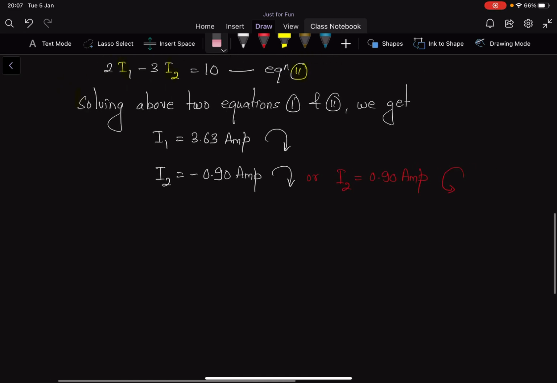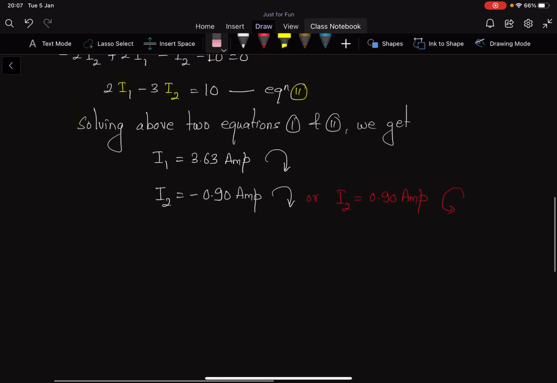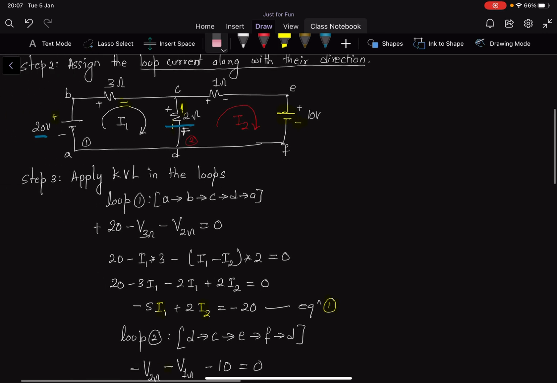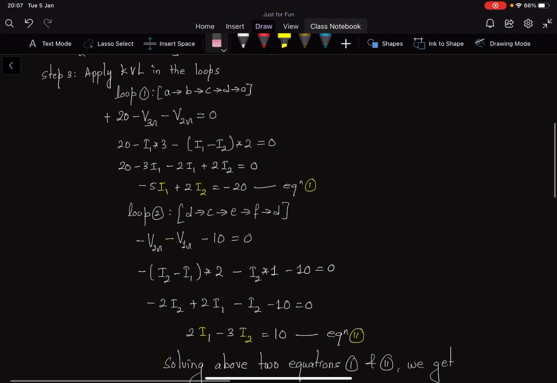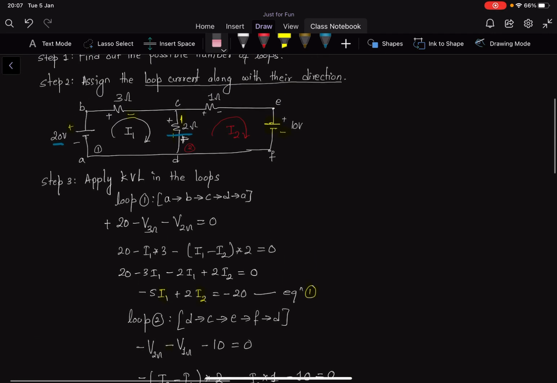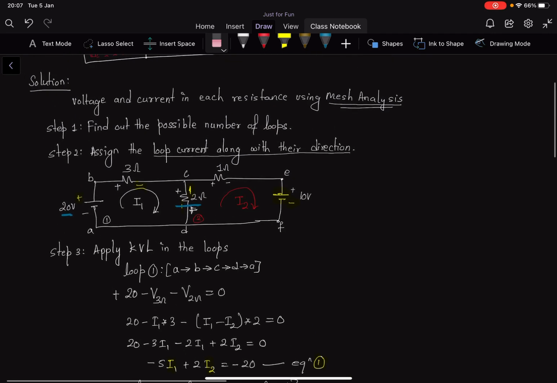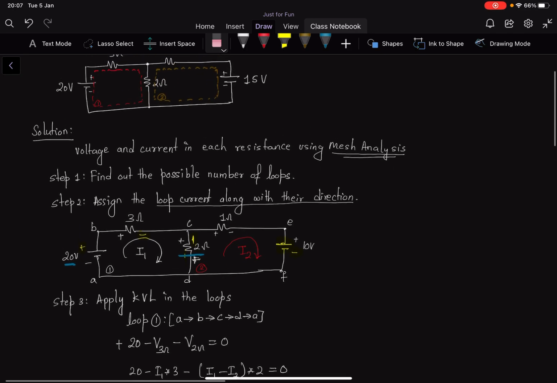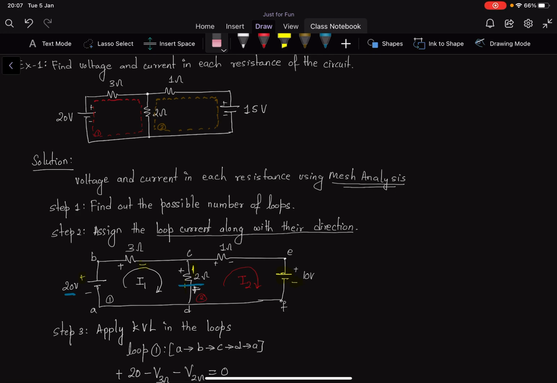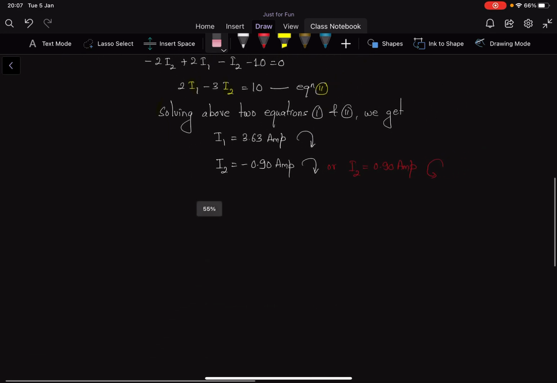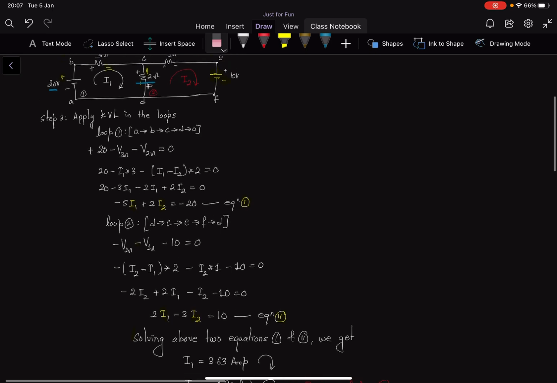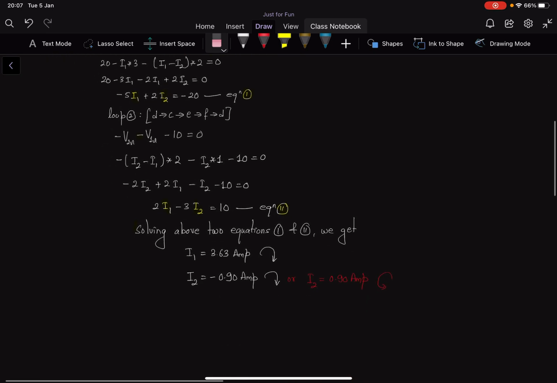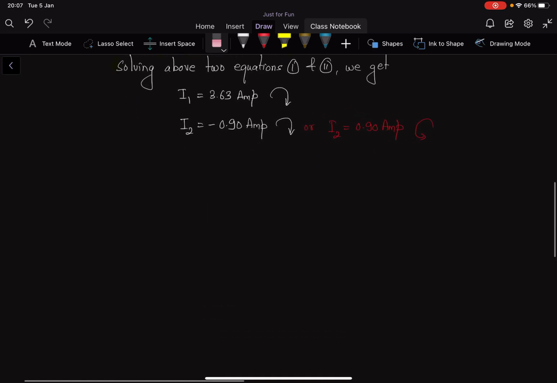So yeah, this is our I1 and I2 current going through basically in the loop current. But the question is not about just finding the I1 and I2. It's about finding every possible voltage and the current in the circuit. So what we're going to do now is find the individual current and the voltage. So let's do that. So let's draw the circuit again.